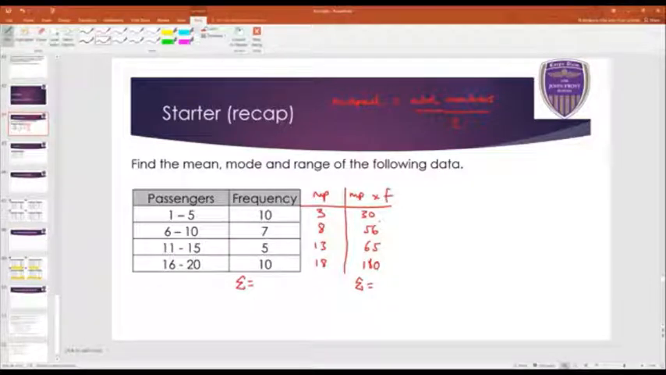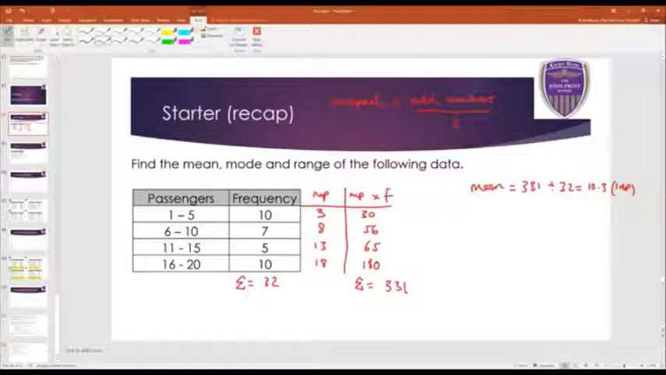For this column, 30 plus 56 plus 65 plus 180 is 331. In this column we've got 10 plus 7 plus 5 plus 10, which is 32. So an estimate for the mean here would just be to divide those two numbers, biggest first. 331 divided by 32 gives us an answer of 10.34375. I'm just going to say 10.3 to 1 decimal place.